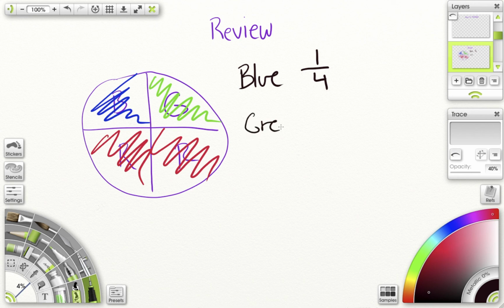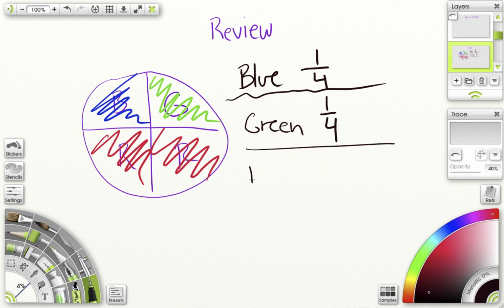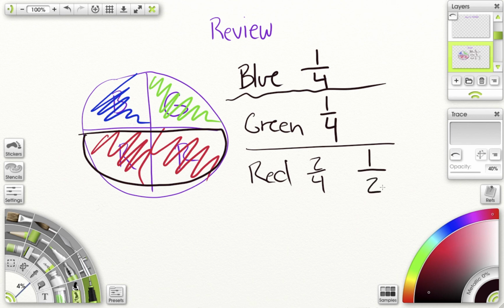What about green? Well, green takes up about a quarter of this circle, so I have about a quarter chance to land on green. What about red? Well, red takes up 2 spots right here. So it takes up 2/4 of the circle, or if you remember equivalent fractions, it takes up about half the circle. So I have about half a chance of landing on red if I spun the spinner. And that is our little bit of a review.